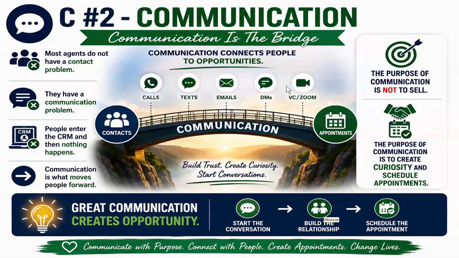The next C here is communication. Once you have contacts, you have to communicate with them. Most agents might send a text, an email, maybe even put them on an email campaign that really goes into their spam. But most won't engage with them past one or two opportunities. That's where automation comes in.